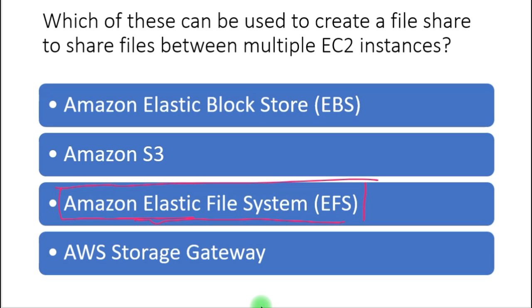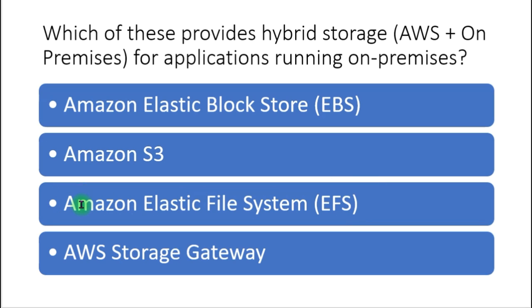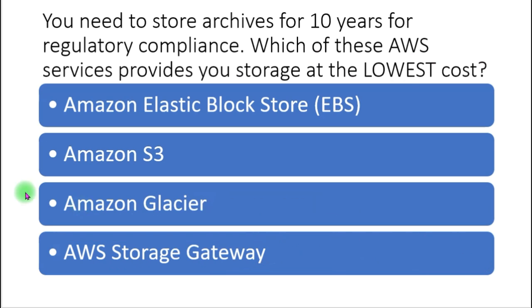Let's talk about next question now without wasting time. In this question they are asking, which of these provides hybrid storage, AWS plus on-premises, that is your organization, for application running on premises. So as we already understood this thing, it's the example of AWS Storage Gateway that provides hybrid cloud storage.